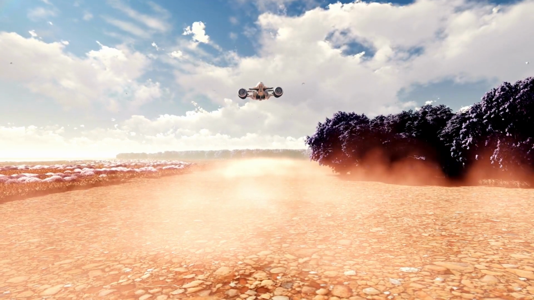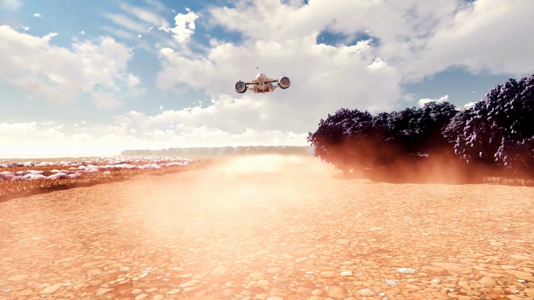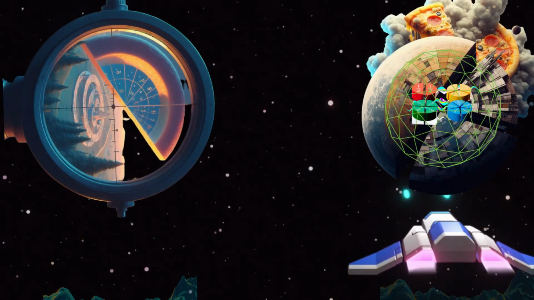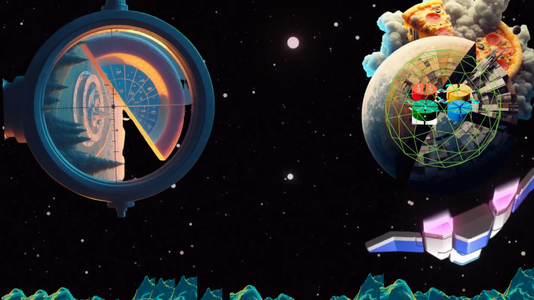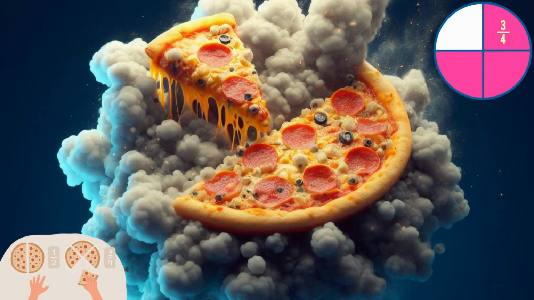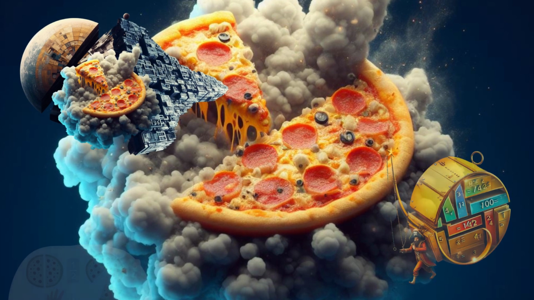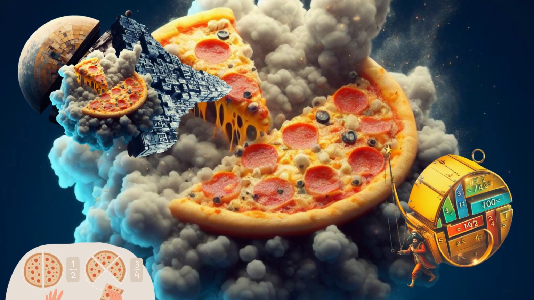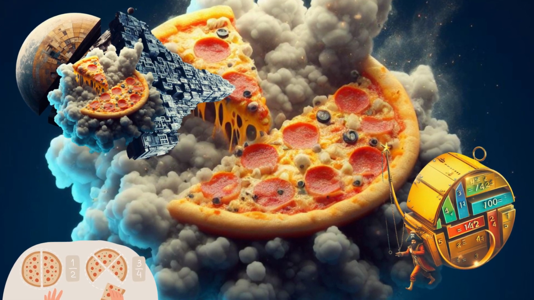As our spaceship glides through the vastness of space, a radiant object appears before us. It's none other than the enigmatic space pizza, suspended amidst whirls of cosmic smoke, emitting a captivating glow. This isn't just any pizza. It's a key to understanding the universe of fractions.